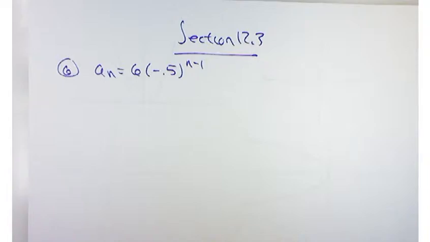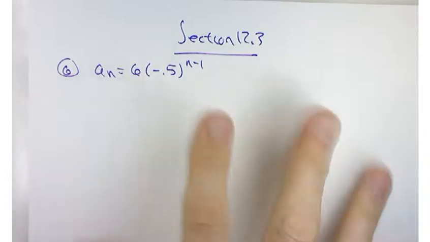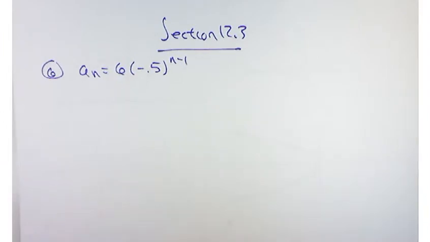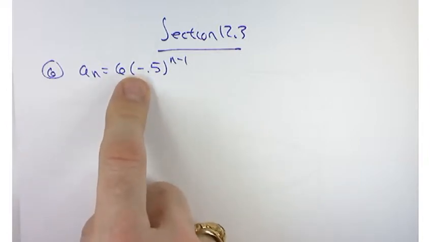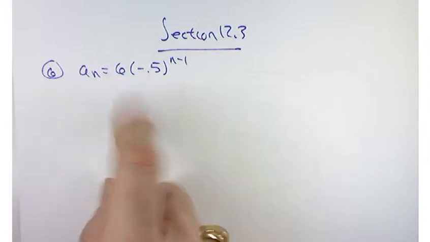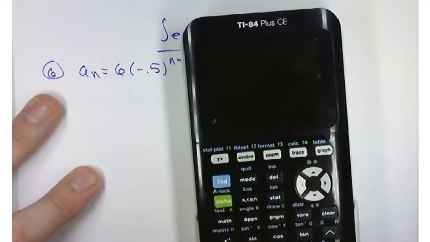So section 12.3 works with geometric sequences, and the first thing that we're going to look at is the first 5 terms of this sequence, and we'll talk a little bit about it in specific and then in general. Now, if you're just asked to list out the first few terms, you can do it by hand, and that's fine. But let me remind you how to do it on a graphing calculator.